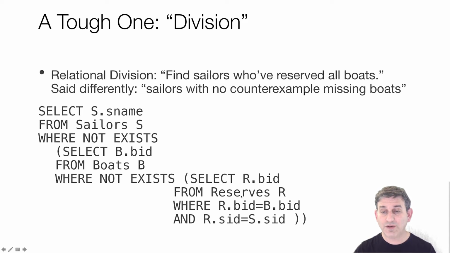So we're looking for reservations for a particular boat for a particular sailor, and we're saying that reservation doesn't exist. If we can find a boat for which no reservation exists for this sailor, that boat's our counterexample. And if we can't find a counterexample, then that sailor should be in the output. You may want to work through this one with some example rows in SQL Fiddle so you can get a grip on it, because it is pretty tricky.